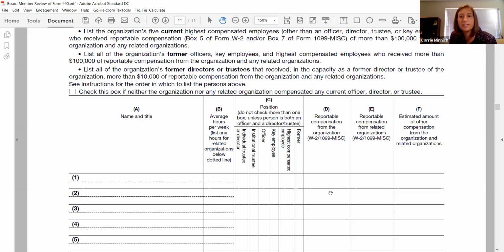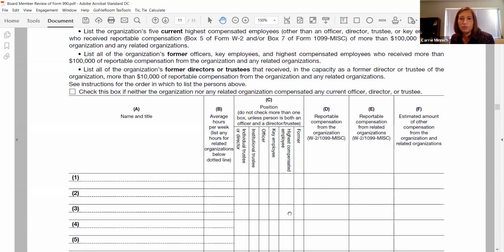Same way with the 1099. It would be for the calendar year that falls in the fiscal year. And then if there's any compensation from a related organization, so maybe there's a foundation or some other related organization that also pays those individuals, we need to list their salary here. And then also other compensation, so retirement, health insurance, that type of information needs to be listed.